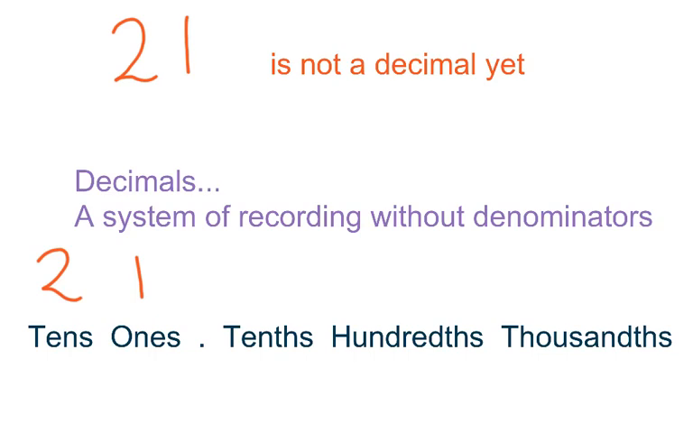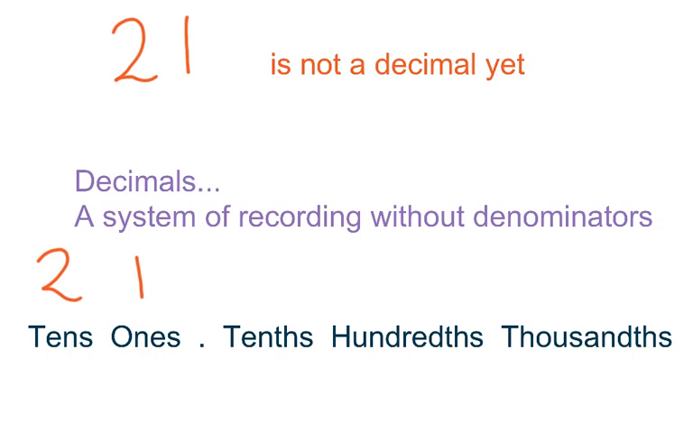21 is made up of 2 tens and 1 one. It does not have any tenths, hundredths or thousandths, and we could put zeros for all the fraction decimal placings beyond the decimal point. So we don't need to actually include those. So 21 is just 21, and there's a decimal place assumed to be there. But in fact, we don't need to include the decimal, so I've just rubbed it out.